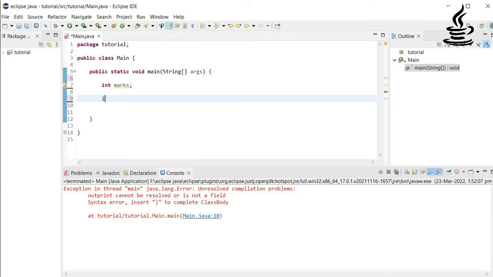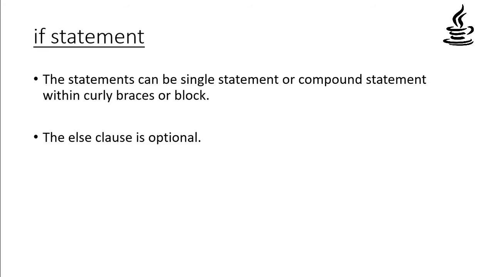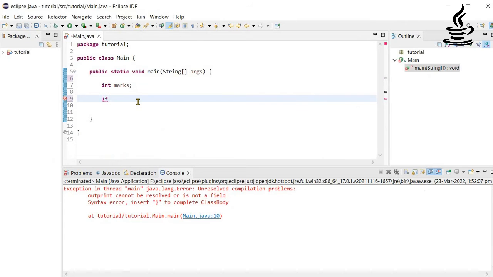So first we will write if followed by the condition within the parentheses. If you remember our if syntax, we first write the if keyword followed by the condition. Conditions are defined within the parentheses, so we will write if followed by the parentheses and condition. Our condition is whether the student has marks greater than 50 or not, so we will write marks is greater than 50, followed by the statement which will be evaluated if this condition comes out to be true.